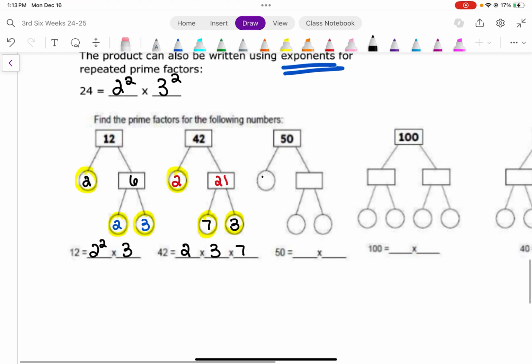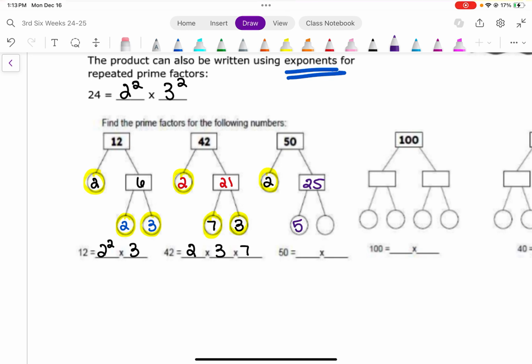50 would be 2, and then what times 2 is 50, which would be 25, and then the factors of 25 would be 5 and 5, and both of those are prime. So then I would have 2 times 5 squared.